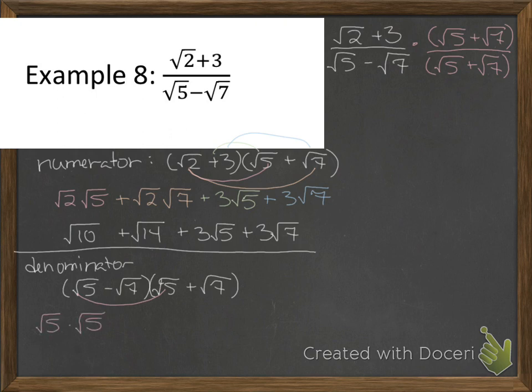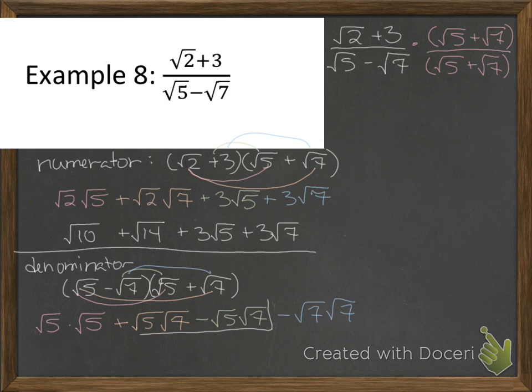Then we have our outer terms, so plus the square root of 5 times the square root of 7. Then we have our inner terms: minus root 5 times root 7. Then we have our last terms, which is minus root 7 times root 7. All right, so let's see what happens. Notice that this does look correct. These inner terms are going to cancel out. They're the same value and opposite signs.